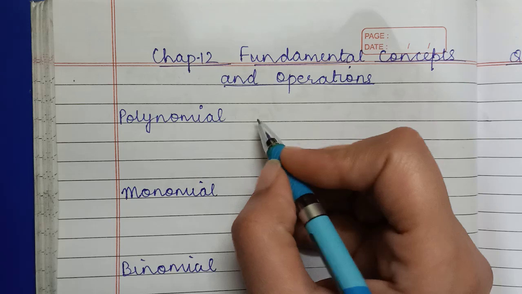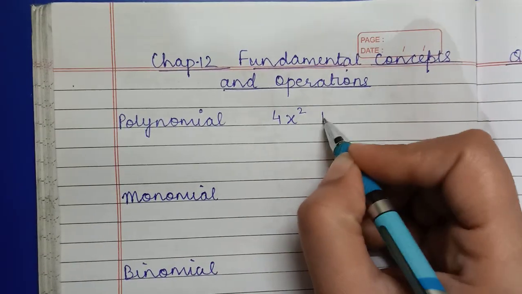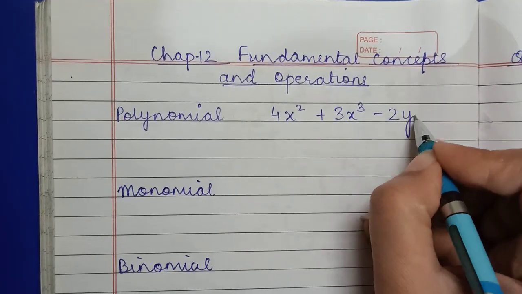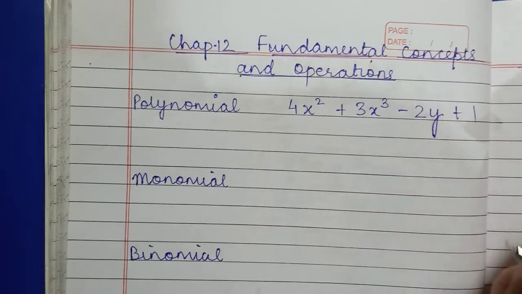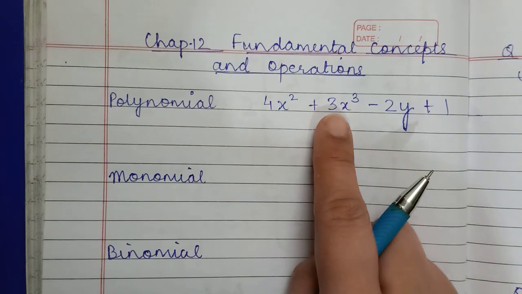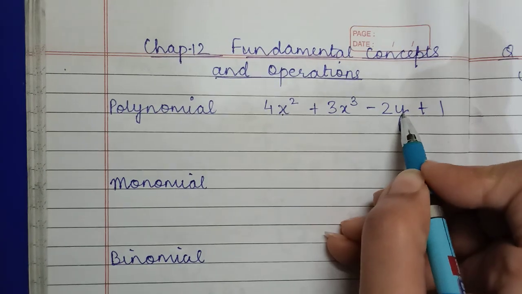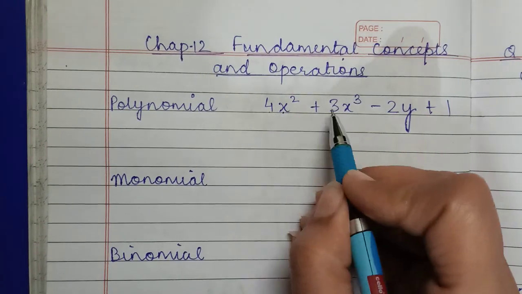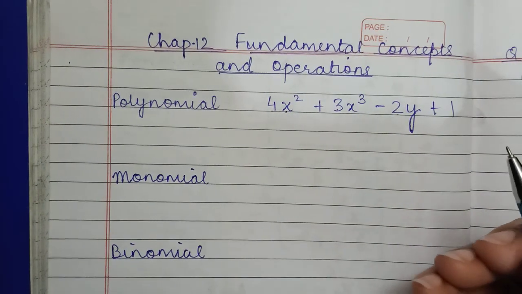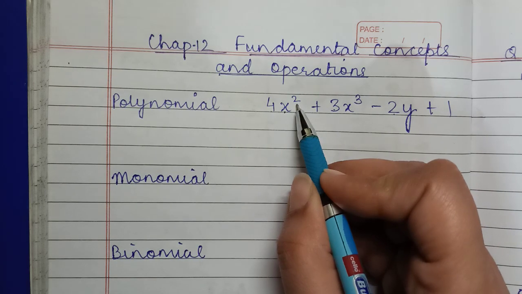For example, if I write an expression 4x square plus 3x cube minus 2y plus 1, that is a polynomial, because in this there are variables and coefficients. What are the variables? x is a variable here, y is a variable here. What are the coefficients? 4, 3, minus 2, 1. These are the coefficients, and the powers are non-negative. Non-negative means they should be positive.